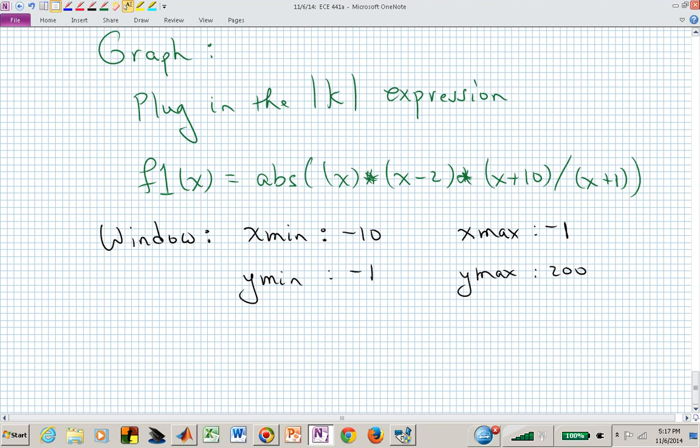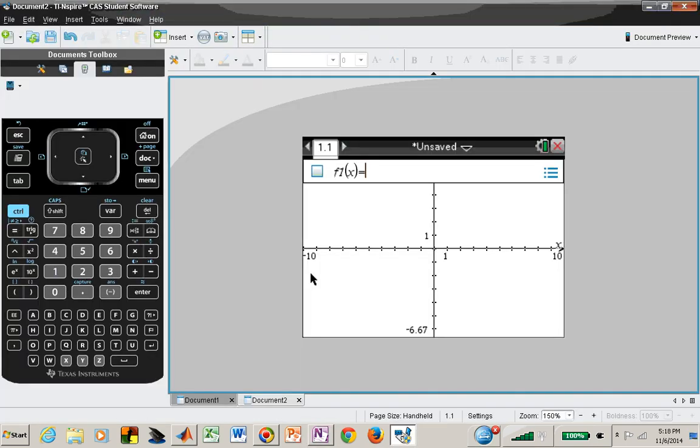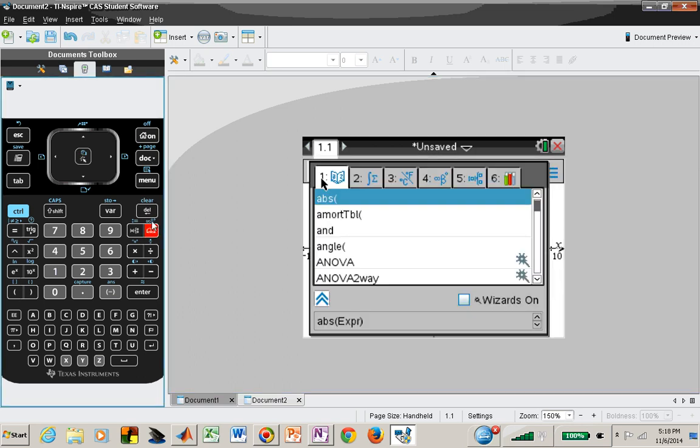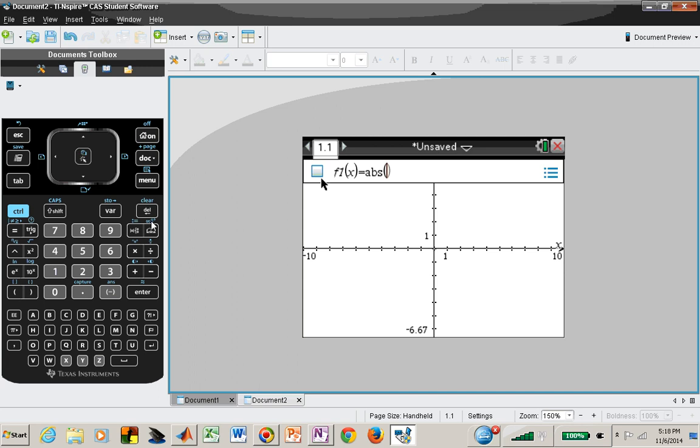Let me now see if I can open up a window that has the calculator in it, and now I have my f1 of x. Conveniently enough, I've already found the absolute value function. Now I want to say x times x minus 2 times x plus 10. Whoops, let me put that in. Divided by x plus 1.